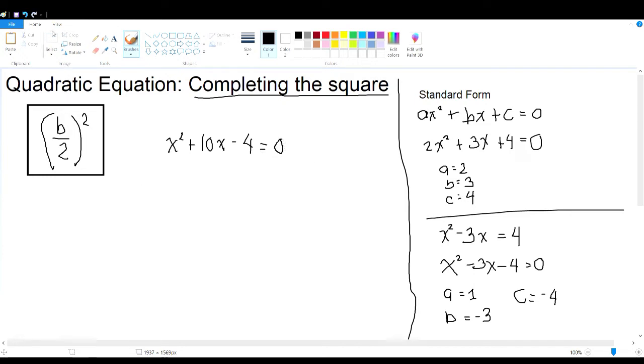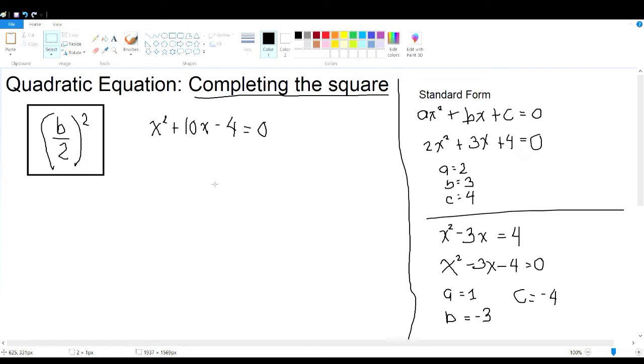This one, kasi, there are cases talaga na hindi mo pwedeng i-factor lahat. You can never factor every quadratic equation. There are some lang na pwede mong i-factor. There are some na hindi mo pwedeng i-factor. Or meron man siyang factor, mahirap siyang kunin.